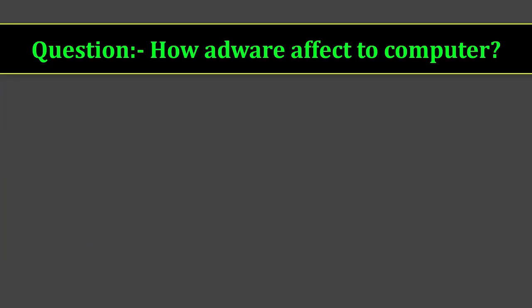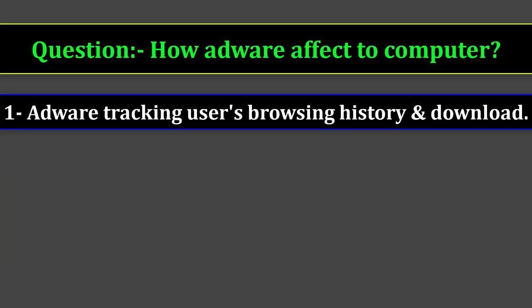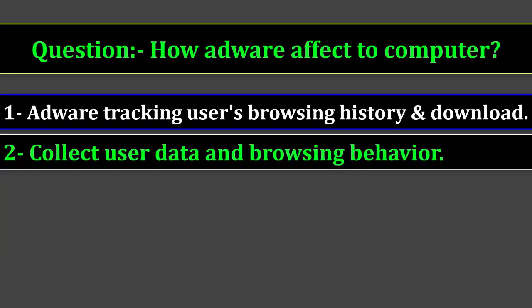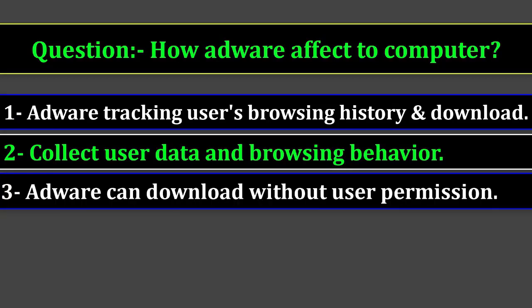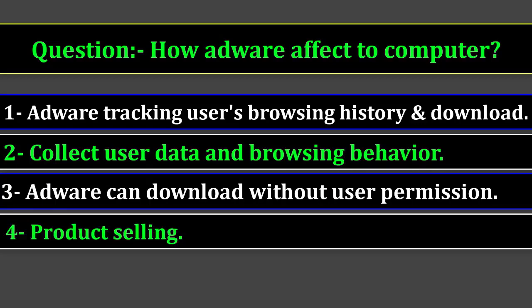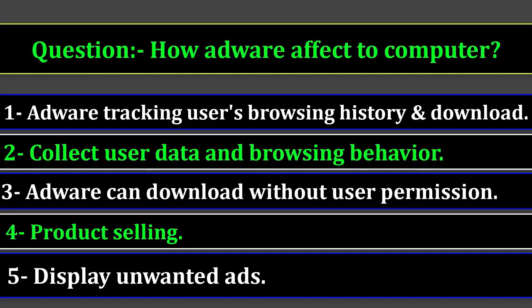Now let's talk about how adware affects your computer. Number one, adware tracking users' browsing history and downloads. Number two, collecting user data and browsing behavior. Number three, adware can download without user permission. Number four, product selling. And number five, displaying unwanted ads. Guys, these are some adware-related problems that affect your computer.